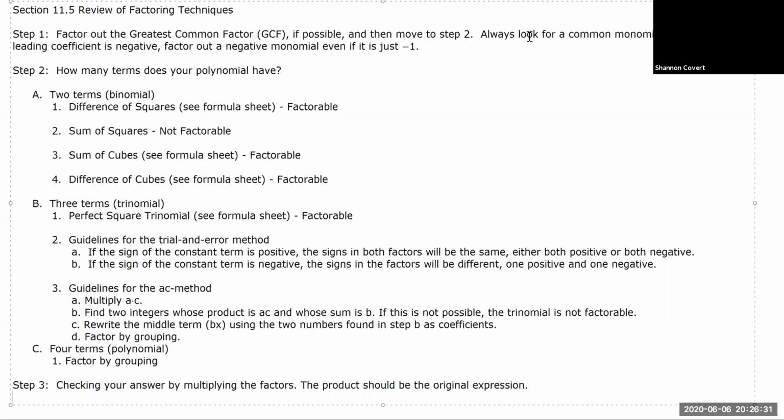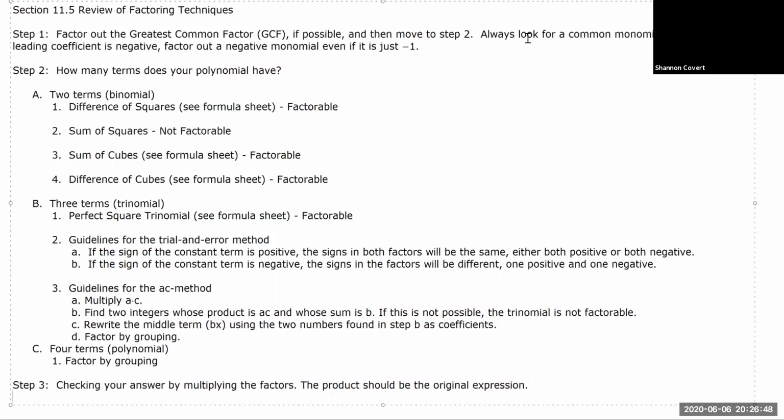If we go back up to the top and we look at the binomials, the difference of squares, sum of cubes, difference of cubes, those are formulas you're just going to have to be able to plug numbers into to be able to factor those. Those are not things that have a really easy method for factoring.